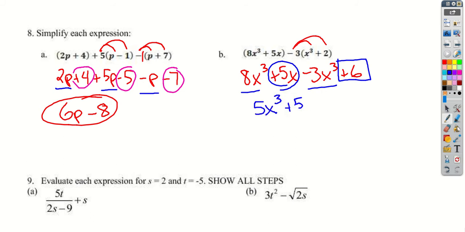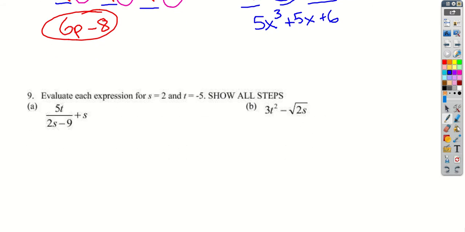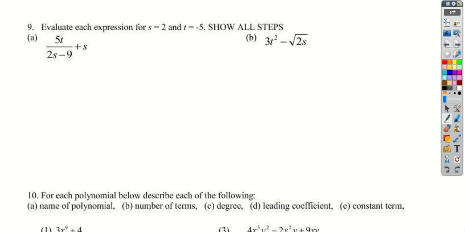I have a plus 5x and I have a plus 6. Standard form and descending order. No more like terms. We're good to go.